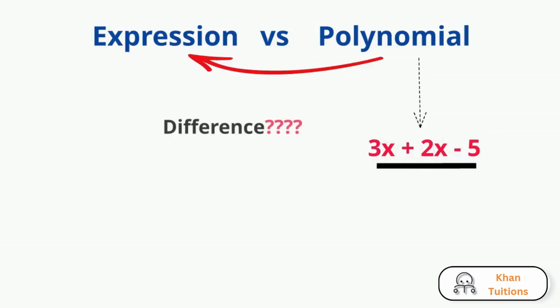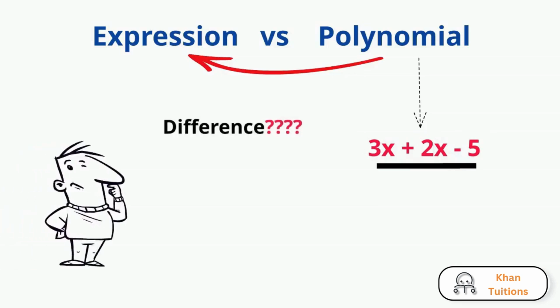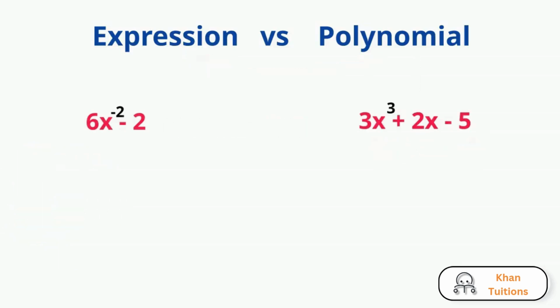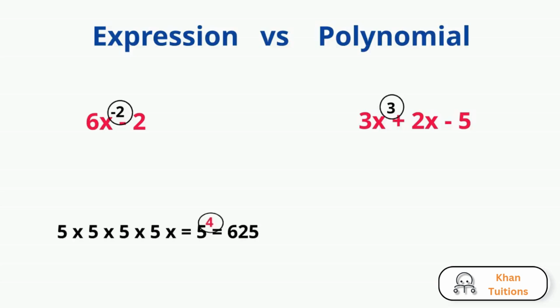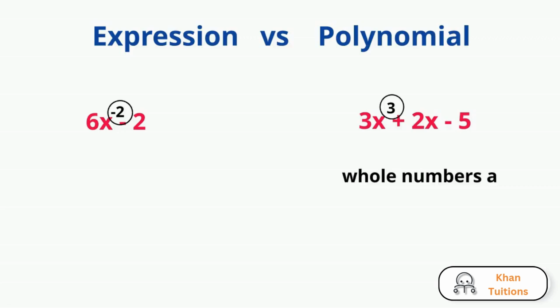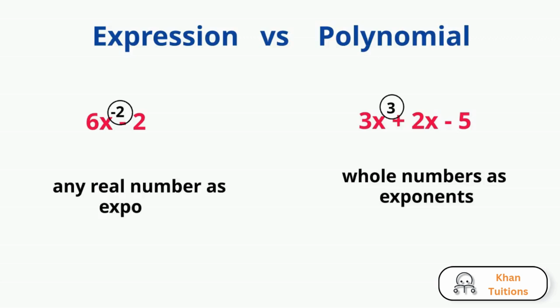But the question is, where does the true distinction lie? Look to the exponent for the solution. Exponents express large numbers in terms of powers. So, polynomials have non-negative integers, or you can say whole numbers, as exponents on the variable terms, while expressions can take any real value for the exponents.